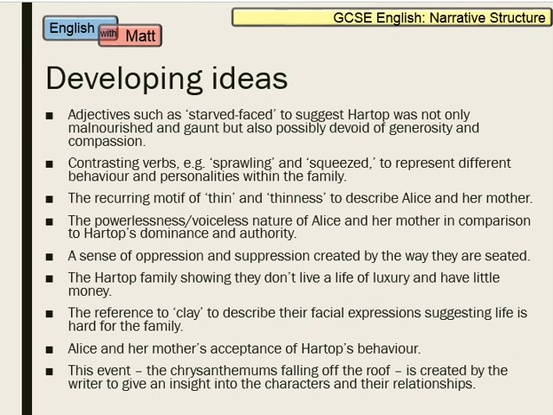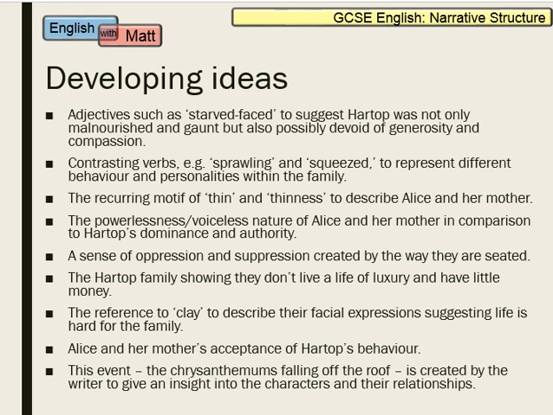We can also say that Alice is voiceless, and also so is her mother, in comparison to Hartop's dominance and authority. You might say that the women are oppressed and suppressed in this situation, and Hartop is the one that does all the speaking and all the shouting when necessary. You can talk about the fact that they just tend to accept, particularly Alice at the end there, his behaviour as if it's just normal.